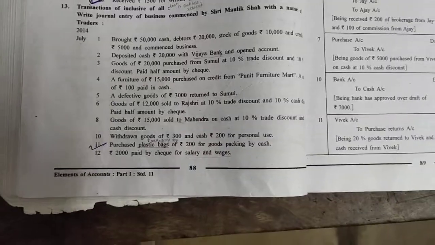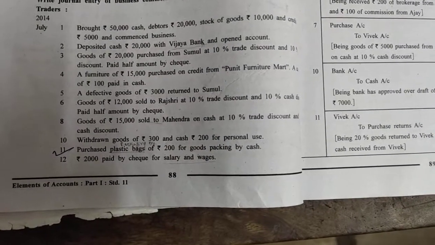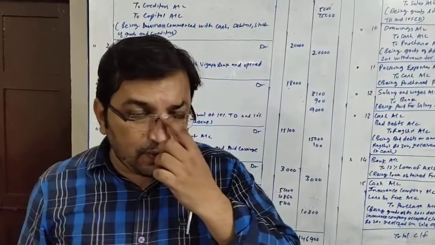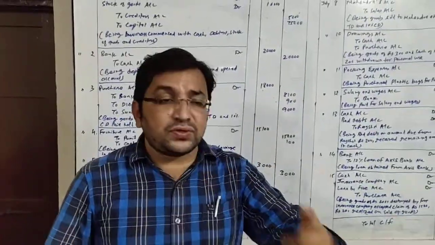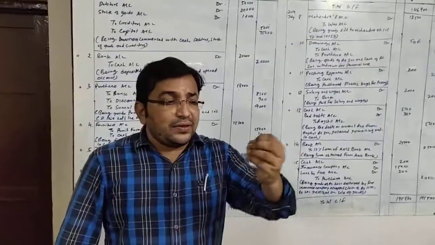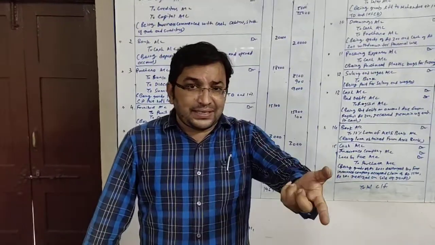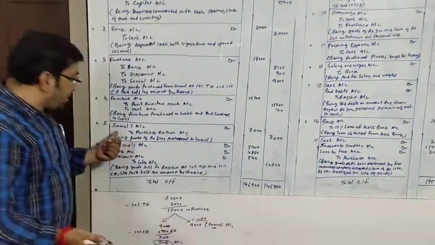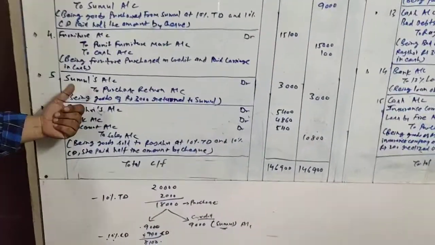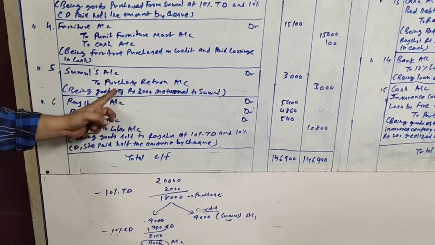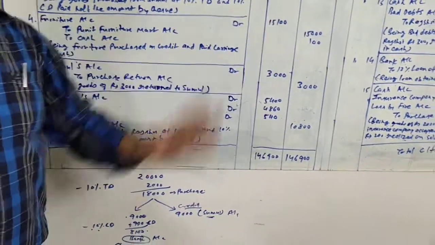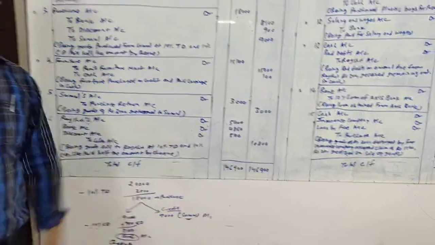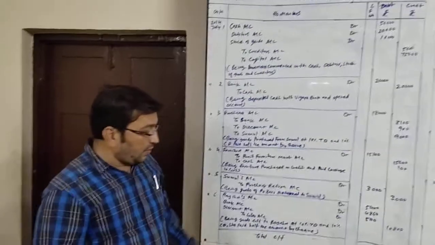Next, defective goods of rupees 3,000 returned to Sumul. What is the effect? Goods goes out, purchase return account, Sumul is the receiver, Sumul account. So here the entry is Sumul's account debit 3,000 and to purchase return 3,000. Being goods of rupees 3,000 returned to Sumul.